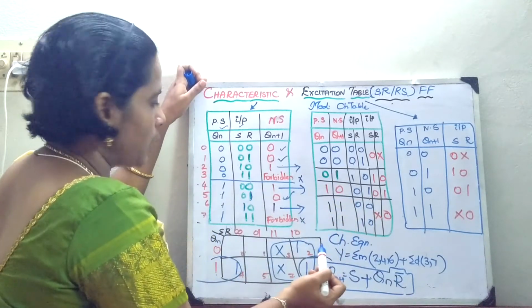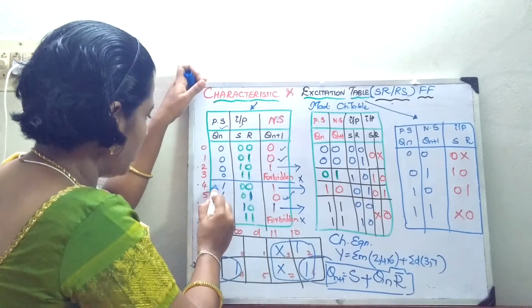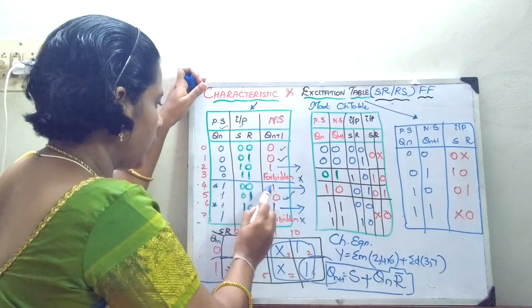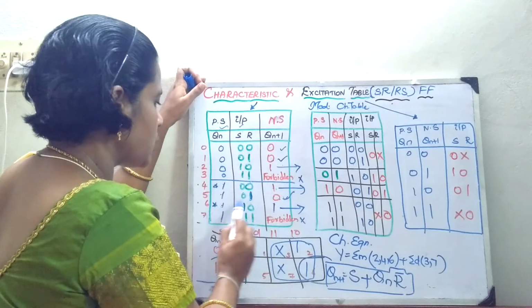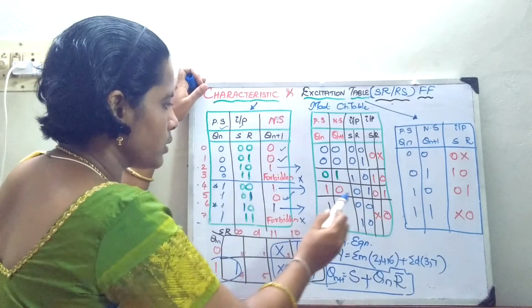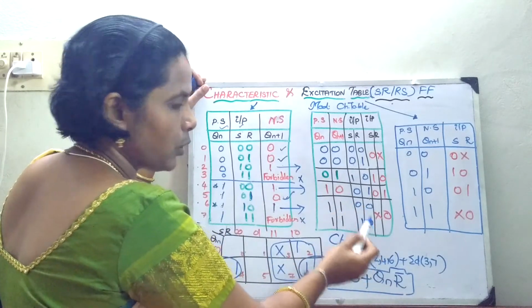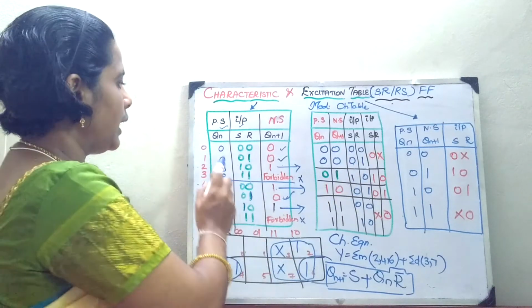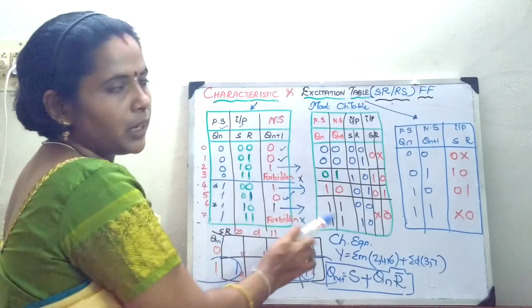The next condition is 1, 1. Where your input is 1, 1? These 2 places. 1, 1. So the present state and the next state is 1, 1. When the input is 1, 1, the output is 0, 0, 1, 0. So 0, 0, 1, 0. With this, I am going to write the inputs. This is clear? Just take the present state and next state and rearrange.